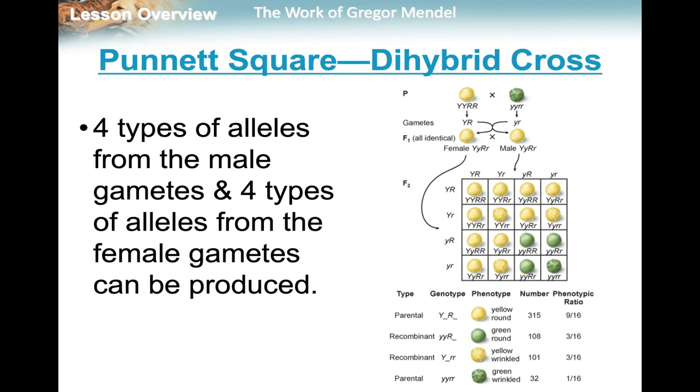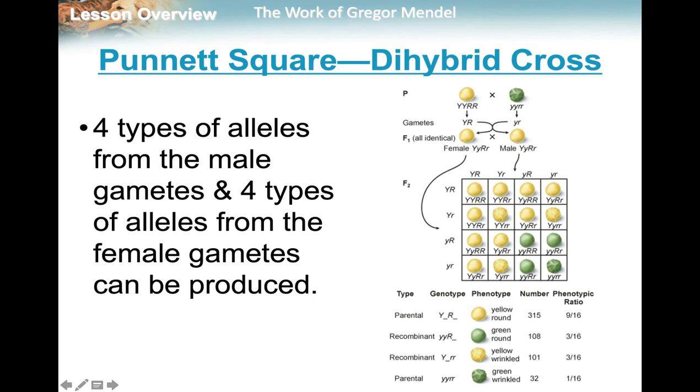We can do this with 2 types of traits. Sometimes traits are closely linked, like eye color and hair color. It's very common to inherit brown hair and brown eyes at the same time. Those traits are linked. We can use what is called a dihybrid cross, using 4 types of alleles, 2 from females, 2 from males. And we can estimate using a dihybrid cross what the likely outcome will be of those.